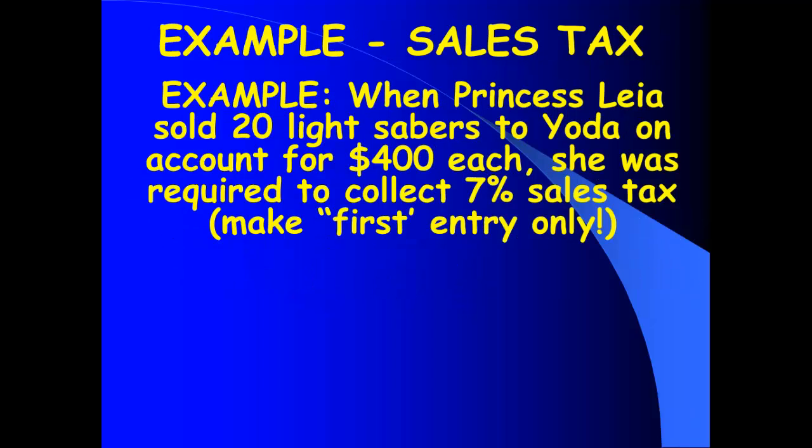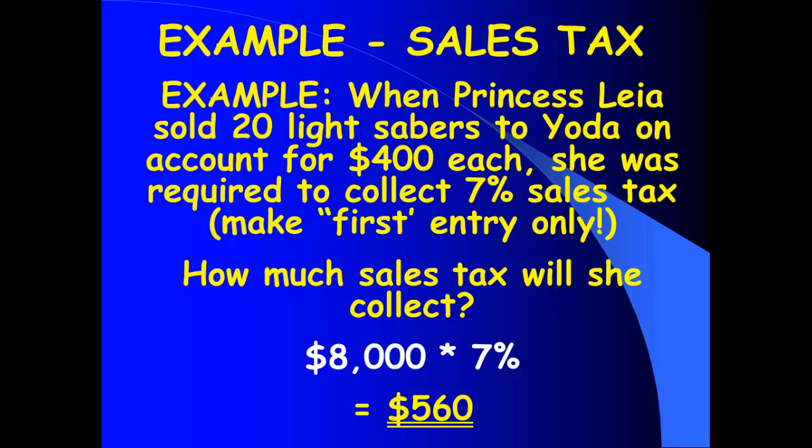Let's do an example. When we sold 20 lightsabers to Yoda for $400 each, remember that one a minute ago? That was the $8,000 entry. We were required to collect 7% sales tax. Well, 8,000 times 7% says how much sales tax are we going to collect? $560. Let's make a journal entry. Again, we're making this sale on account. How much sales tax? $560. Okay, and it was a credit sale. What do I have more of? Accounts receivable. How much accounts receivable do I have now? Good. 8,000 plus the $560.